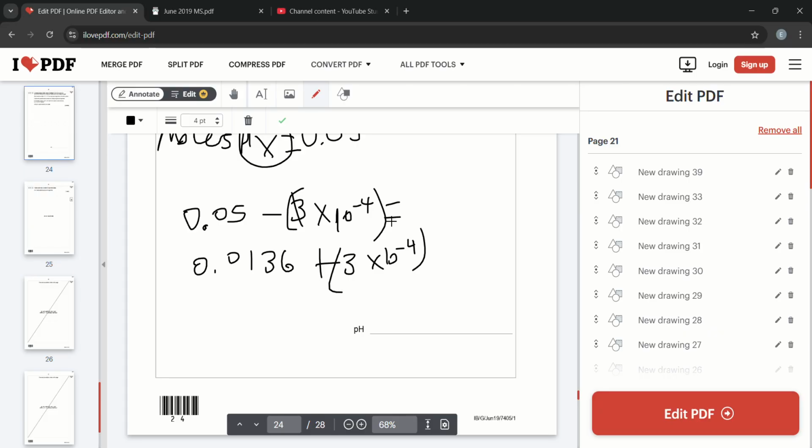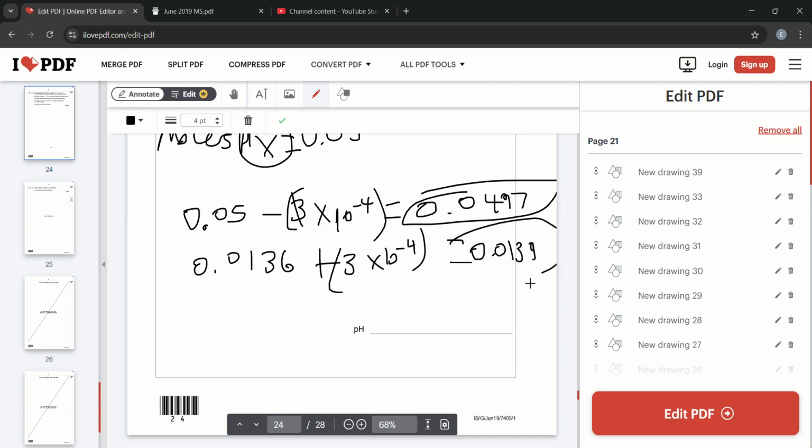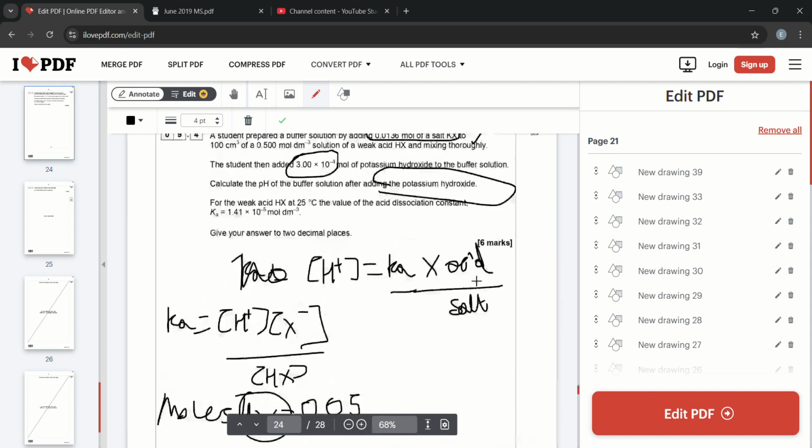Well, 0.05 minus 3 times 10 to the power minus 4, we get 0.0497. And 0.0136 plus 3 times 10 to the power minus 4 gives 0.0139. Okay, and now we can find the pH.